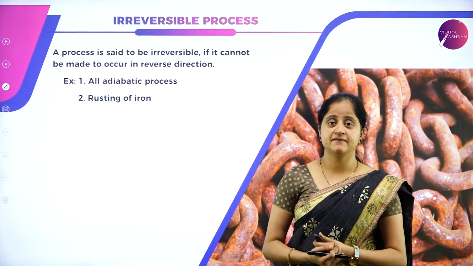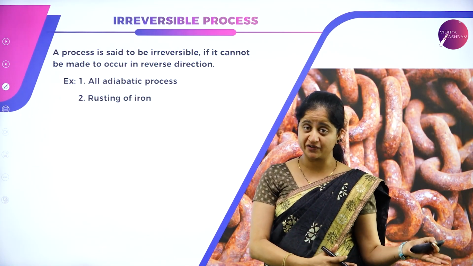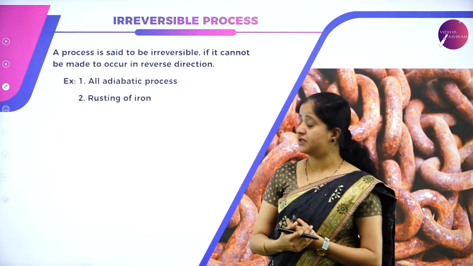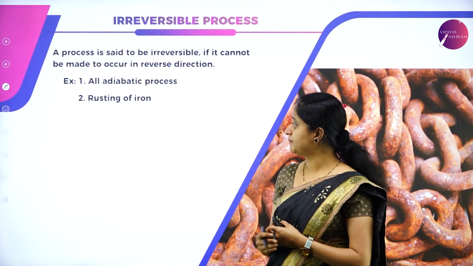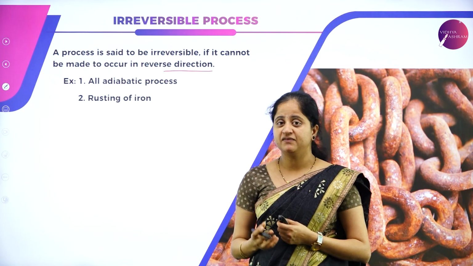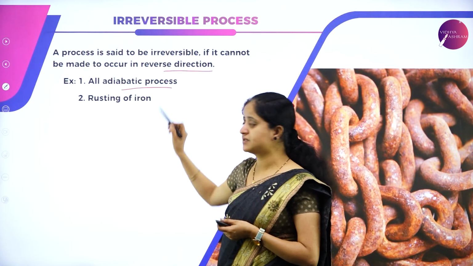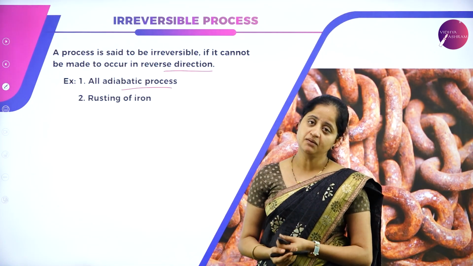And next is an irreversible process. So what is an irreversible process? Exact opposite to reversible. A process is said to be irreversible if it cannot be made to occur in the reverse direction. For example, we can say that the rusting of iron or all the adiabatic processes are irreversible processes.